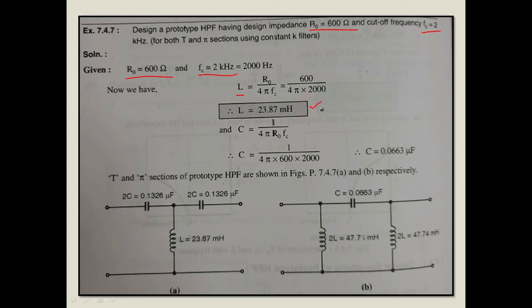23.87 millihenry. Then we calculate the value of C, which is equal to 1 upon 4 pi R0 Fc. Therefore C is equal to 1 upon 4 pi R0 Fc, where R0 is the design impedance, equal to 600 ohm, and Fc is equal to 2000 hertz. So the value of C is equal to 0.0663 microfarad. In the T and pi sections of the prototype high pass filter, the values are as shown in the figure.